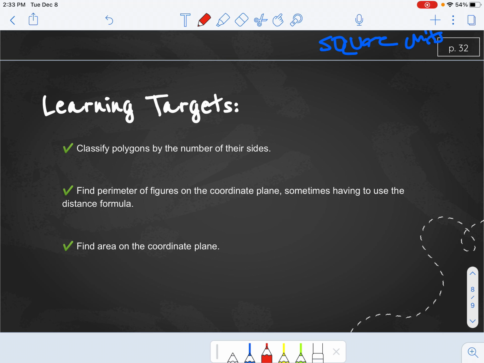On your homework, you're not just going to have triangles. You might have a square or a rectangle or some other shape that you need to find the area of, but that same idea is going to apply.